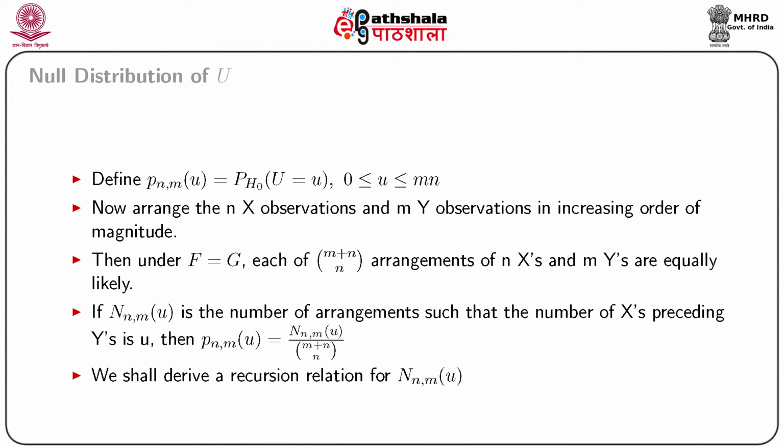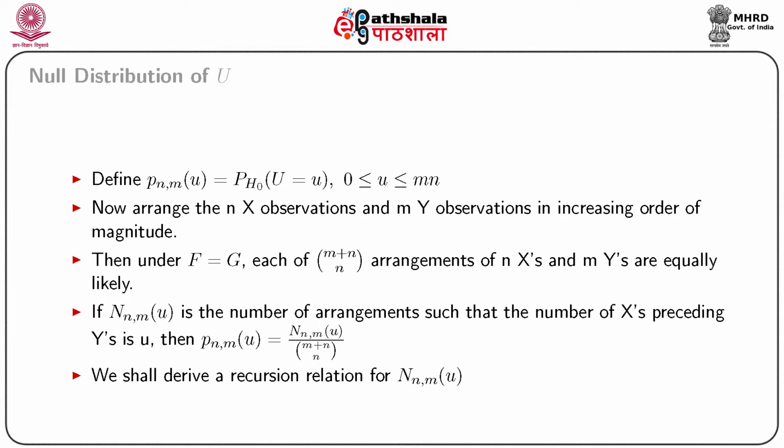Now, arrange the n x observations and m y observations in increasing order of magnitude. Then, under f equal to g, each of the (m+n choose n) arrangements of n x's and m y's are equally likely. If N_{n,m}(u) is the number of arrangements such that the number of x's preceding y's is u, then from the classical definition of probability, P_{n,m}(u) is nothing but the ratio N_{n,m}(u) divided by (m+n choose n).